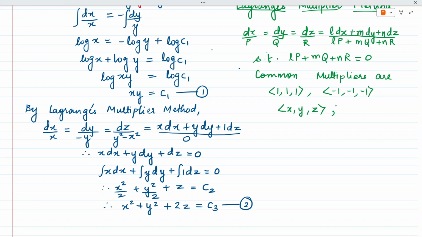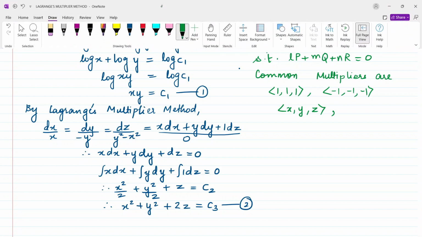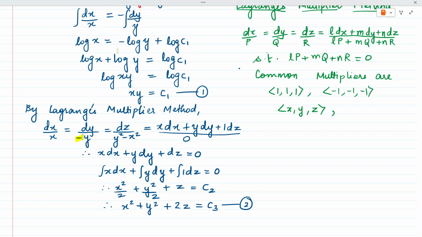Sorry, I did not get you. After this step of Lagrange's multiplier method, you're talking about the denominator minus? If the denominator is 0, numerator... no, no. x dy plus y dy or minus y dy. One minute. You are talking about this negative sign here?